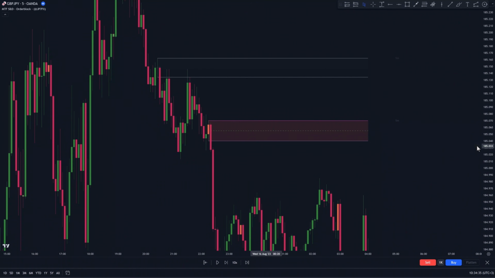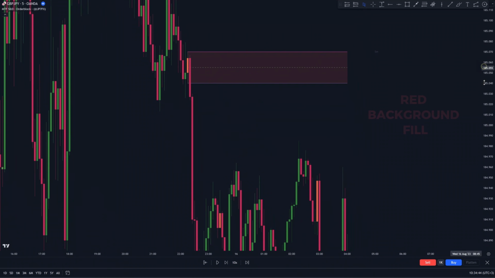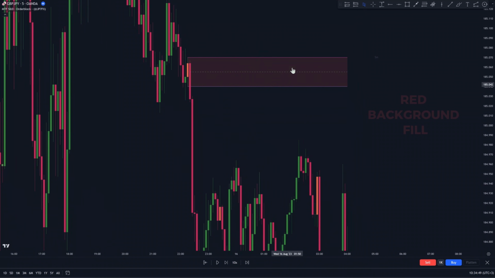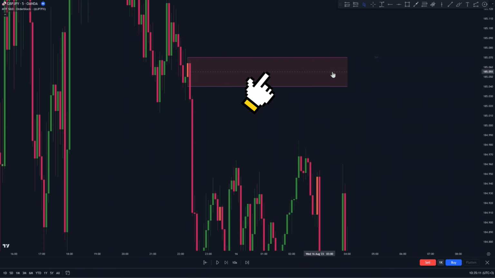The red zones, on the other hand, represent supply. These zones have a red background fill, then there is a pink line at the top, a purple line at the bottom, and the same green dotted 50% line in the center. Just like with the demand zones, the 50% line in the supply zones is where you'd look to enter your trades.